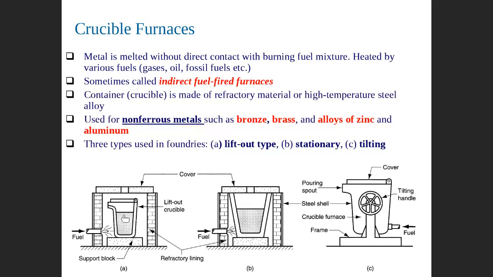So there is no direct contact. This is the reason why they call it indirect fuel furnace. We call it also crucible furnace or indirect fuel furnace. This one is usually used for non-ferrous metals like bronze, brass, alloys, zinc, and aluminium. And there are three types of this furnace.